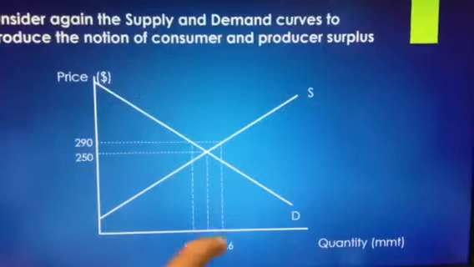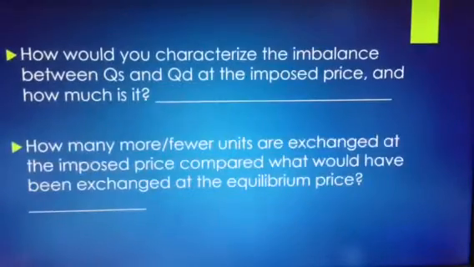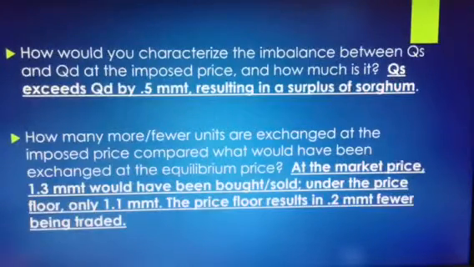Let's make sure we see that. 1.6 million metric tons are going to be supplied. 1.1 million metric tons will be demanded at that controlled price. And so that's where the 0.5 million metric tons comes from; since quantity supplied exceeds quantity demanded, that would be a surplus of those units. How many more or fewer units are exchanged at the imposed price compared to the equilibrium price? At the market price, 1.3 million metric tons would have been bought and sold, but under the price floor, only 1.1 million metric tons. So the price floor results in 0.2 million metric tons fewer being traded.